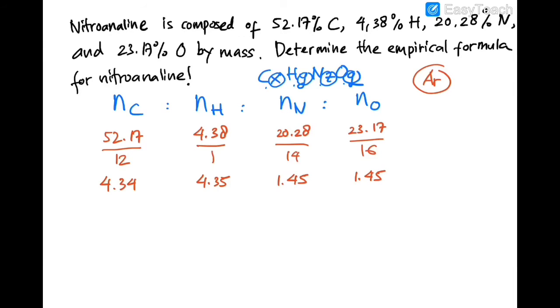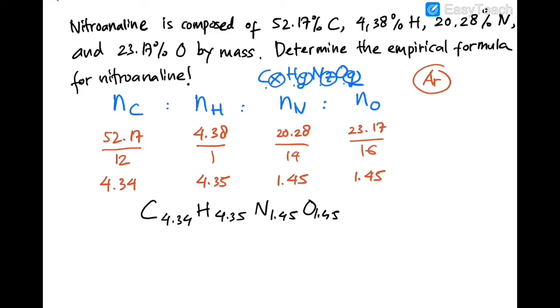So first, you have to calculate the mole. Find the mole first for each of the element, carbon, hydrogen, nitrogen, and oxygen. Assume 100 grams for all of the materials together, so you get the mole for each of the element. And now you can find the empirical formula, which is C4.34, H4.35, N1.45, and O1.45. Now, normally, the number that we use here has to be a whole number. And we can see that here, they're not whole numbers.